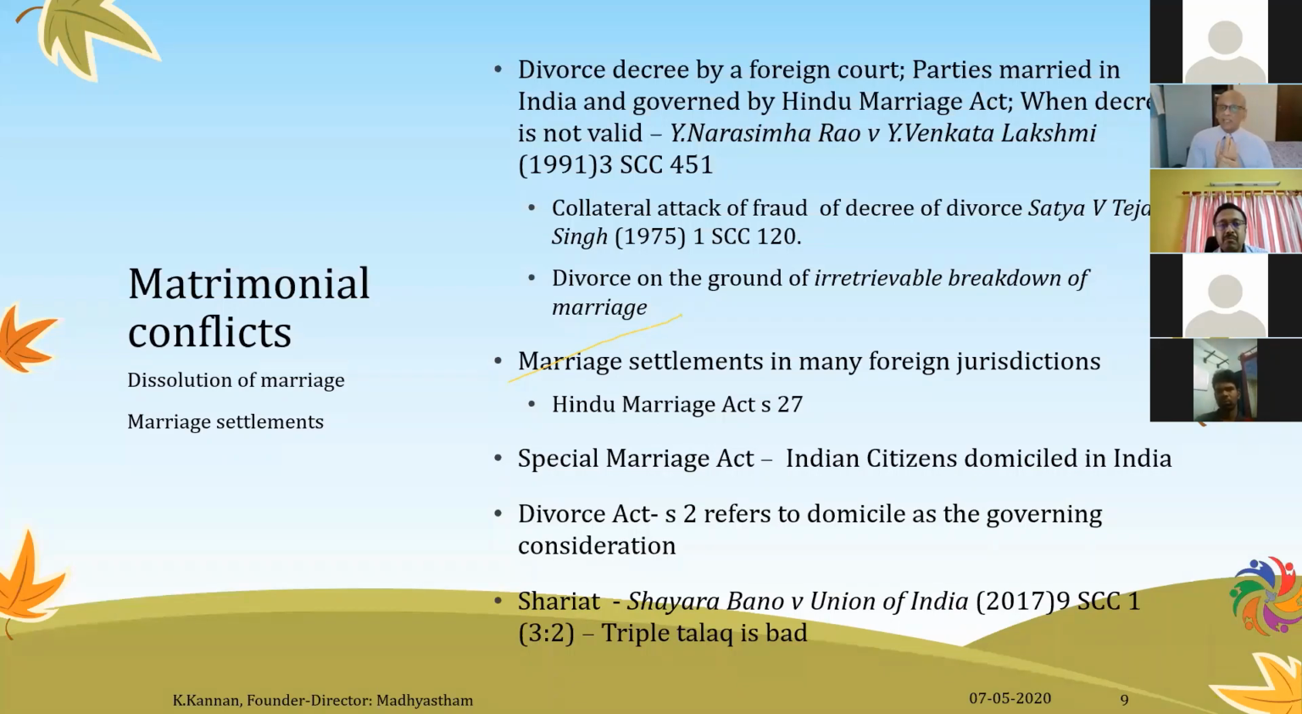But even then, there must be an attempt. Triple talaq is not valid anymore, is what the Supreme Court has said in Shayara Bano versus Union of India in 2017, 9 SCC page 1. This is again an interesting judgment for how the judgment went 3:2, with Kehar, the Chief Justice at the time, and another judge striking a dissent, and the majority said the law was that triple talaq was bad.